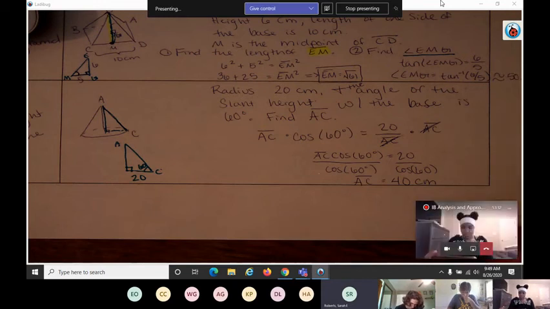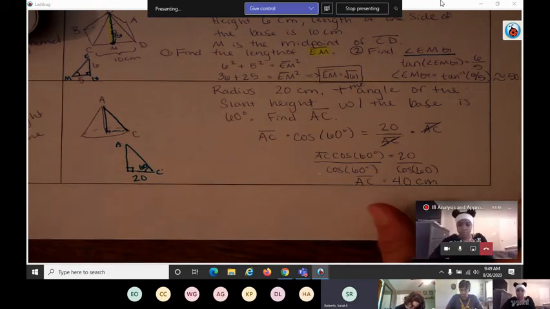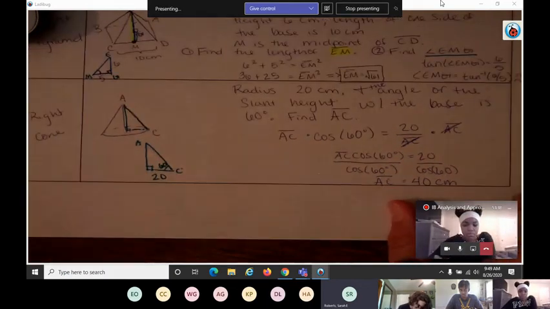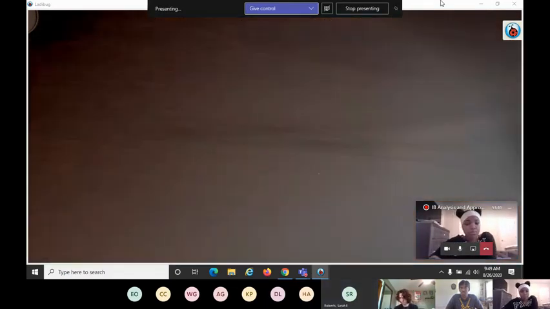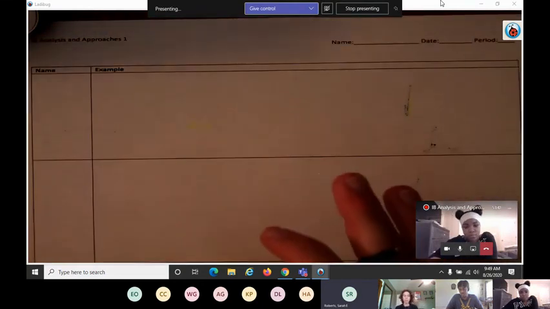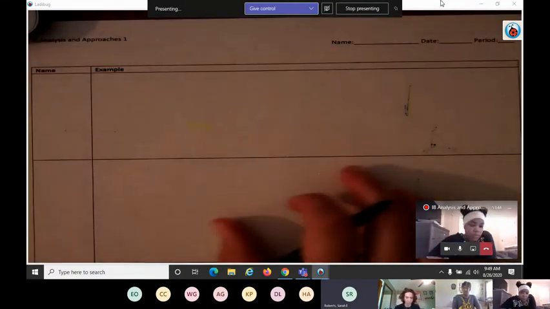Okay. Since we're past our time, I'm just going to keep moving on. I, again, will post all of this stuff afterwards so you can come back. The next example that we're going to do is a sphere.